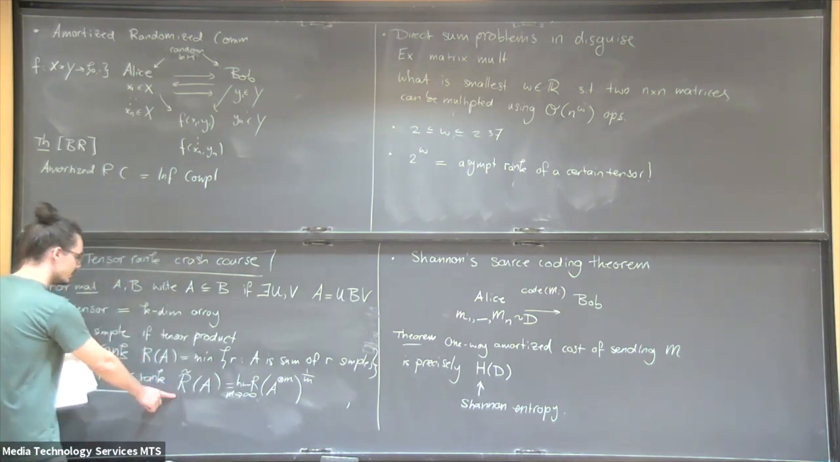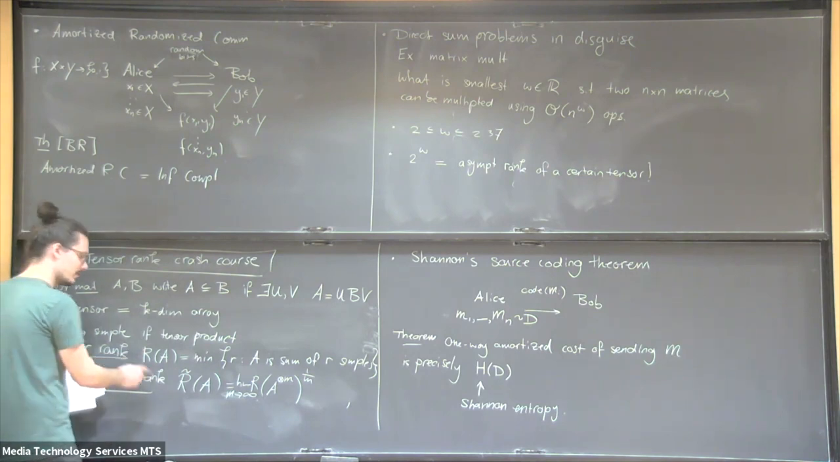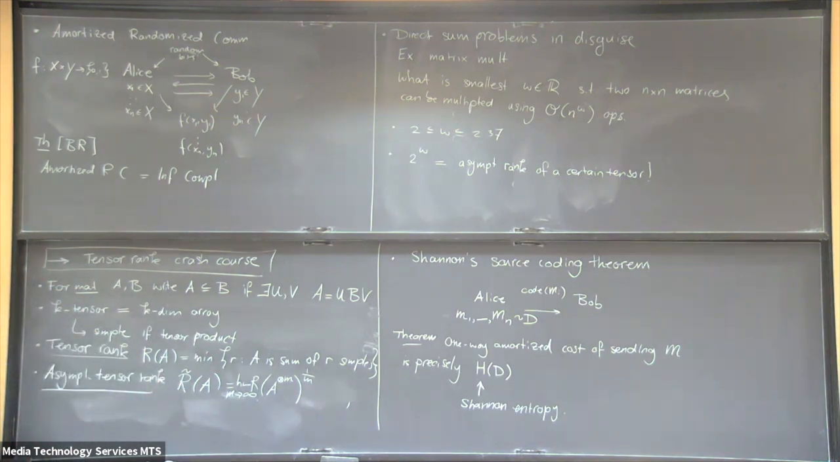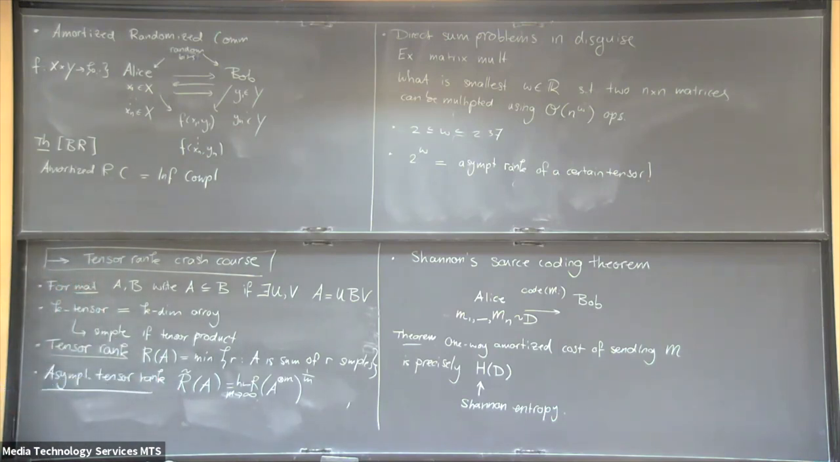So we have rank, and rank upper bounds border rank, and then border rank upper bounds asymptotic rank. It's not obvious, but it's true. This is the smallest of all of them, and they can all be different. For matrices, they're all equal, because matrix rank is multiplicative under Kronecker product or tensor product. But for tensors, this can be strictly smaller, so you can do better.